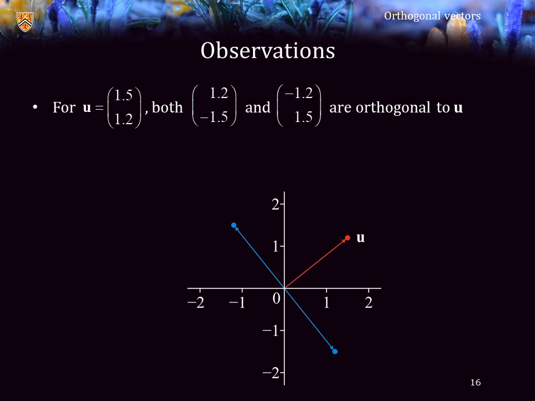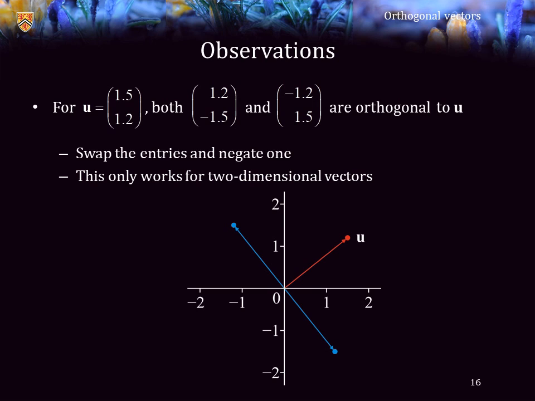Now, here's an interesting observation. Let's take a look at the vector u equals 1.5, 1.2. Notice that both vectors 1.2, negative 1.5, and negative 1.2, 1.5 are orthogonal to u. So, given any vector u, if we want to find a vector that is orthogonal to u, all we have to do is swap the two entries and negate either one of those entries. Important point, however, this only works for two-dimensional vectors, but it is a nice trick that we can use sometimes.